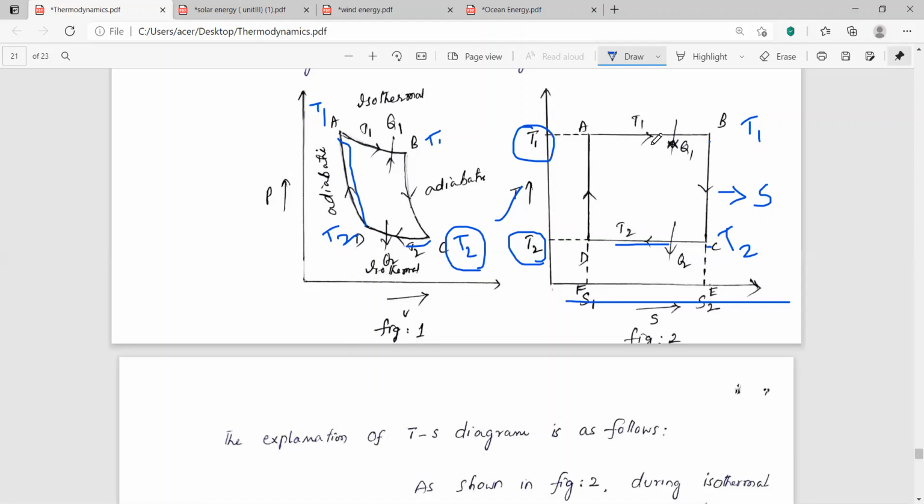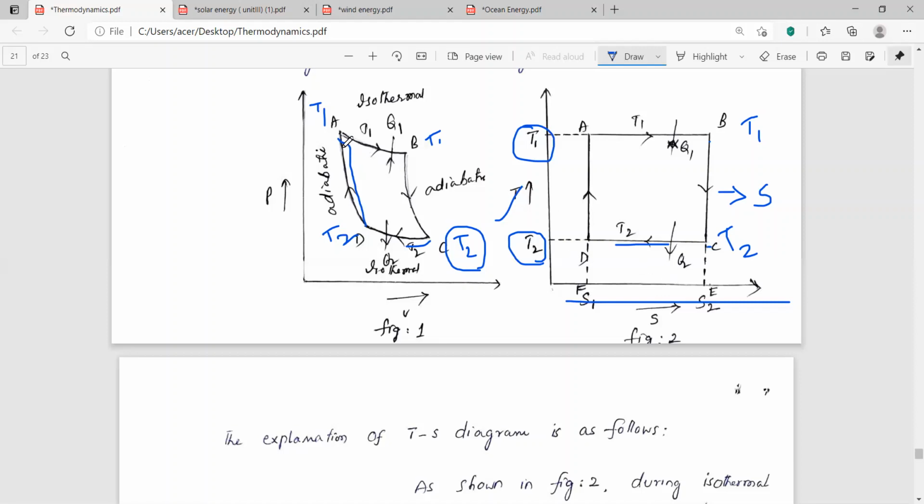Now you see the whole process, the four processes in the PV diagram can be shown like four straight lines, which gives us a rectangular diagram. From this diagram, you can easily find out the area of the rectangle. From that, you can easily find out what is the total work done in this Carnot cycle, Carnot engine. This is the beauty of this temperature entropy diagram.